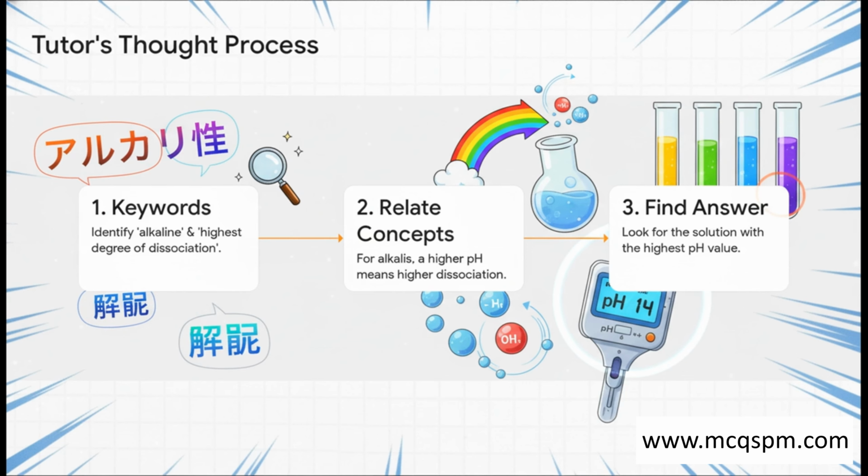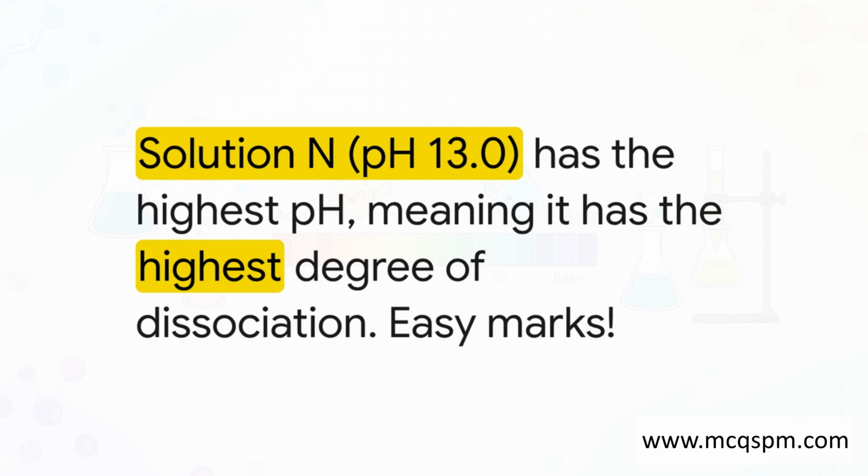We know that for an alkali, a higher pH means more hydroxide ions are floating around. And what does that mean? It means a higher degree of dissociation. So the logic is actually really simple. Just find the solution with the highest pH. And if we follow that logic, solution N with its pH of 13.0 is clearly the highest. So that's our answer. See? Super simple. Those are easy marks right there.